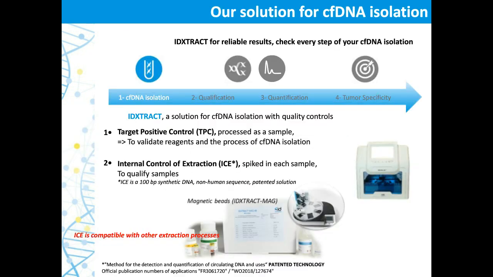If we look closer at the isolation, we have a solution called ID Extract, which is used to isolate cell-free DNA. The power of this assay is that it includes quality controls. The first one, called the target positive control, or TPC, has to be processed as a sample. This control will allow you to validate reagents and the process of your isolations. The second one, the internal control of extractions, or ICE, has to be spiked in each sample. We will focus a bit on this one because it will help you to quantify every sample.